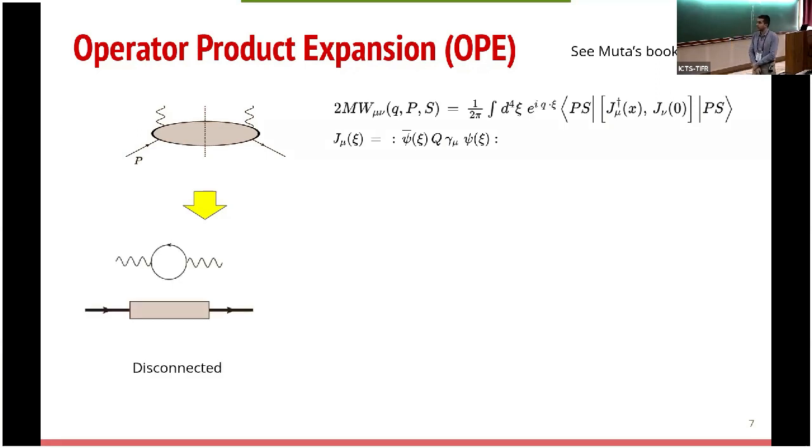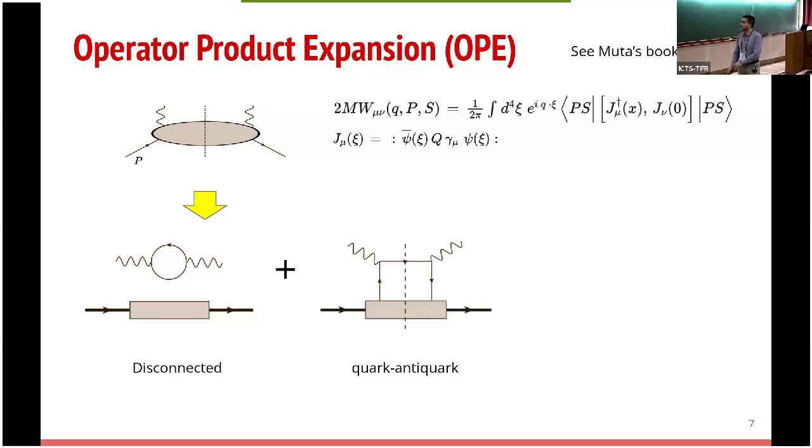The first one is a disconnected diagram. The photon comes in and it does nothing to the hadron. The photon comes in and it excites the vacuum. It produces, for example, a q q-bar pair, and then it goes away. The second one is a diagram like this one, which is called the handbag diagram, where the photon probes a quark, which comes out of the proton.